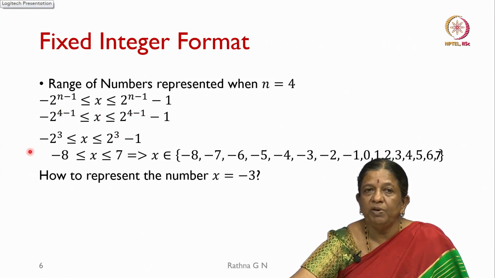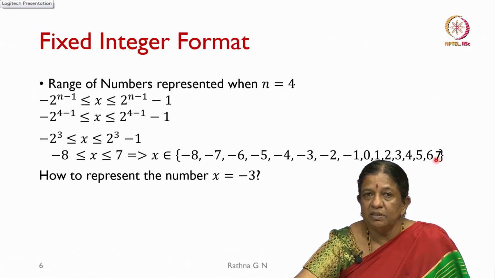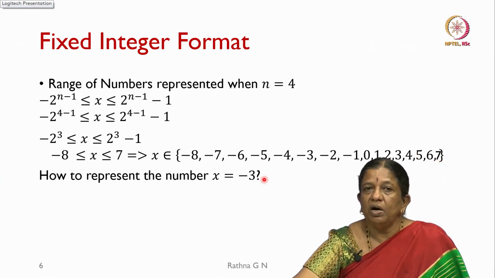So, the range is going to be minus 2 power 3 to 2 power 3 minus 1, which is nothing but minus 8 less than or equal to x less than or equal to 7. So, in this case we know that x belongs to minus 8, minus 7, minus 6, minus 5, and so on, and then on the positive side it is 0, 1 to 6, and then the last one is 7 in this slide. So, we will see how to represent our number x is equal to minus 3.